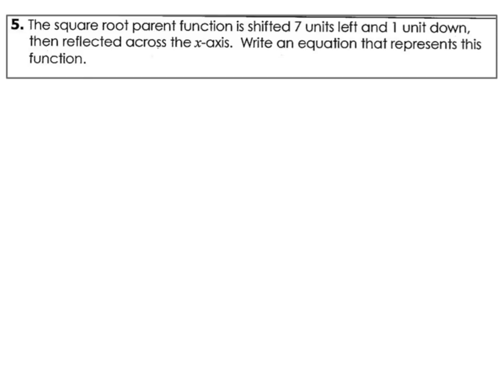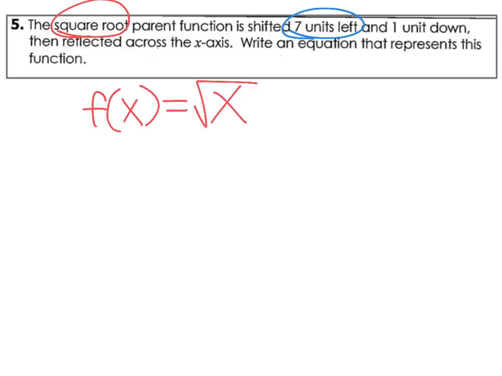All right, I got a little ahead of myself. Before we start graphing, what I want you to do is number 5. We want to write an equation that represents the function described. So we know that we're going to start with a square root function. So we're going to start with the function f of x equals the square root of x. Then we know that the parent function is shifted 7 units left.